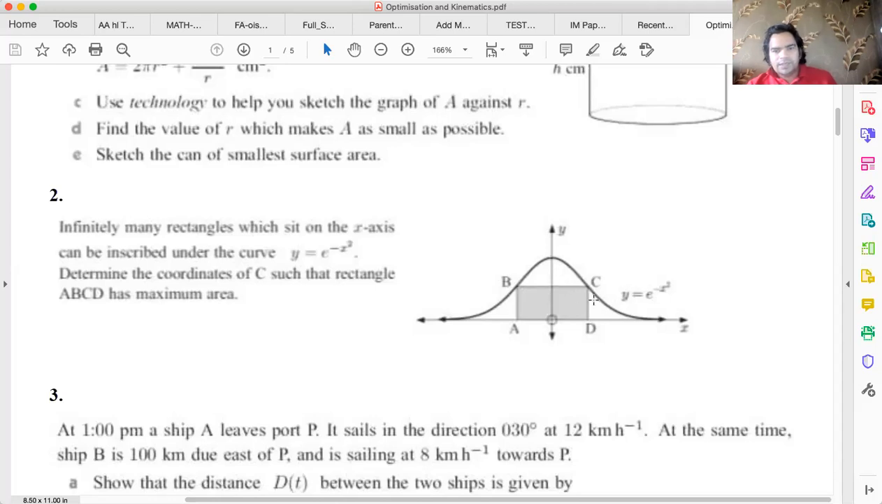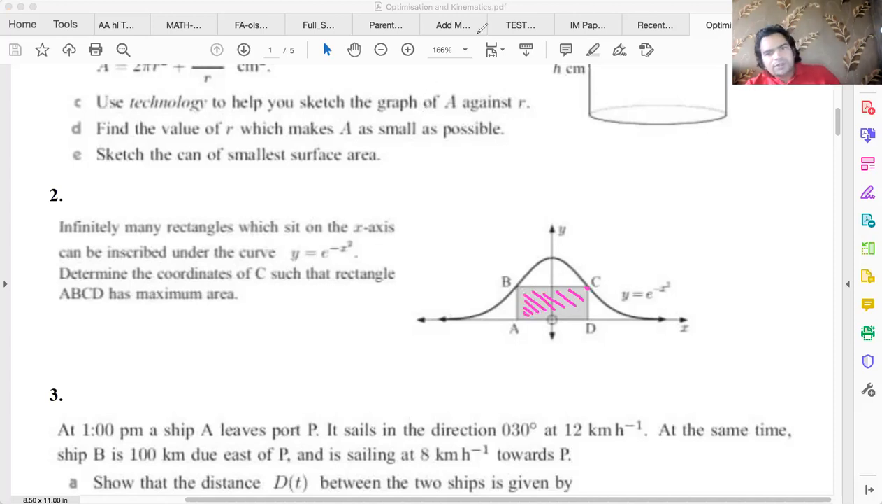Here the condition has been given that there is a function and there can be infinite rectangles that can be formed within it like this, using the symmetry of the function. Now what we have to do is find the coordinate of C such that the area of the given rectangle is maximum.